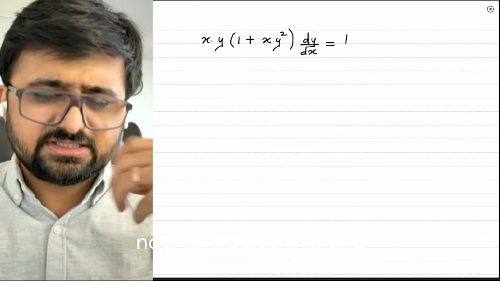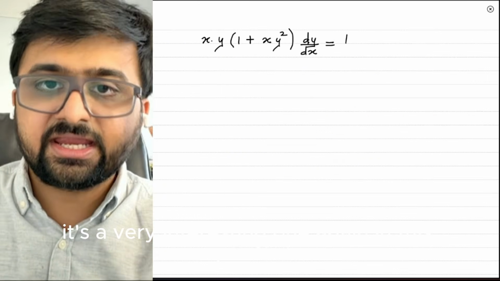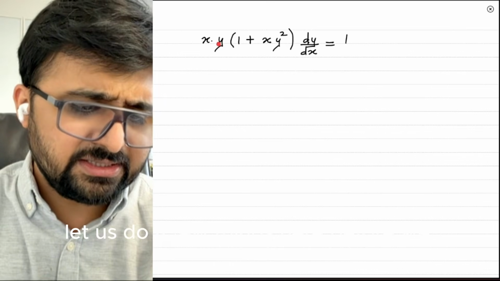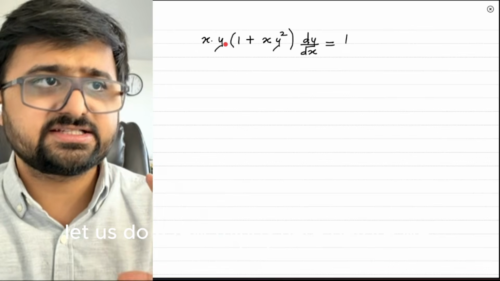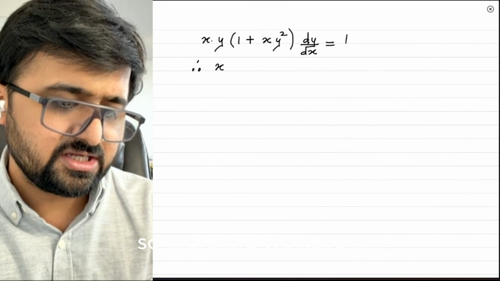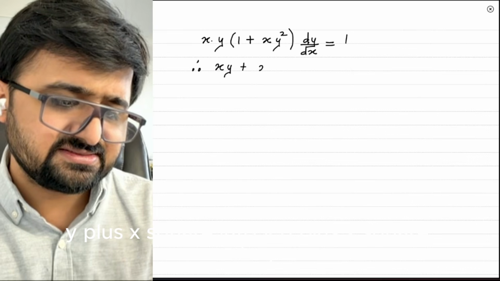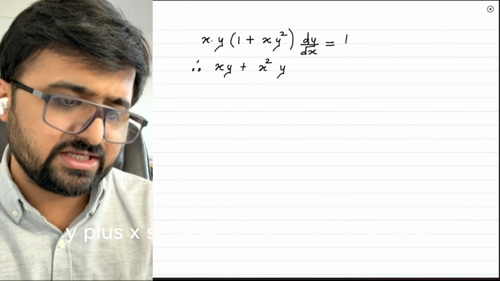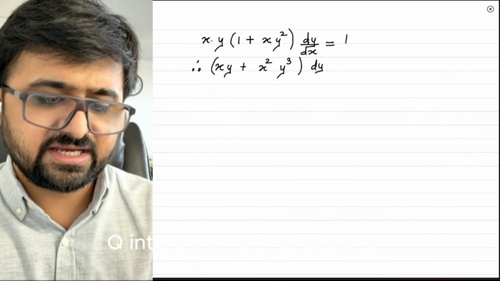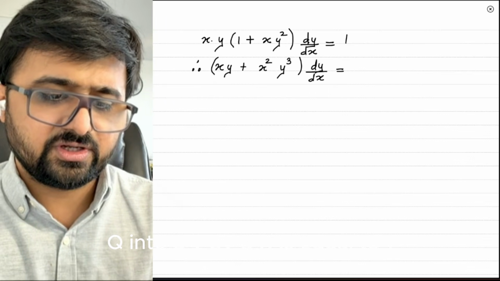All right, now let's solve this one. It's a very interesting one again. In this question, if you notice carefully, let us do a few things before we start. Let's just multiply this inside first. So therefore, we have xy plus x square into y cube plus x square into y cube into dy by dx is equal to 1.